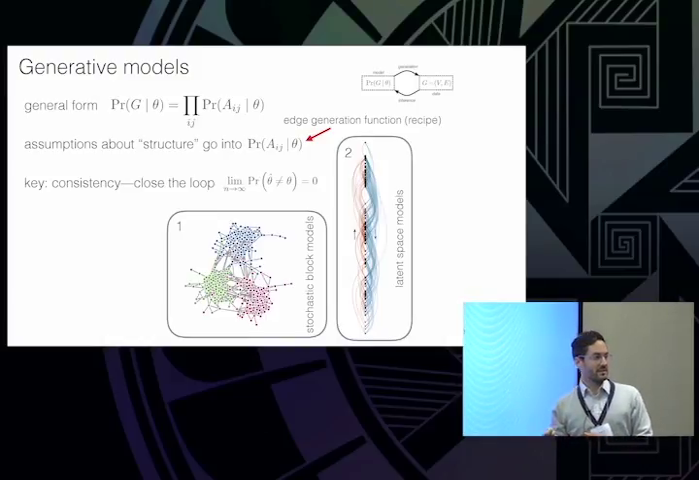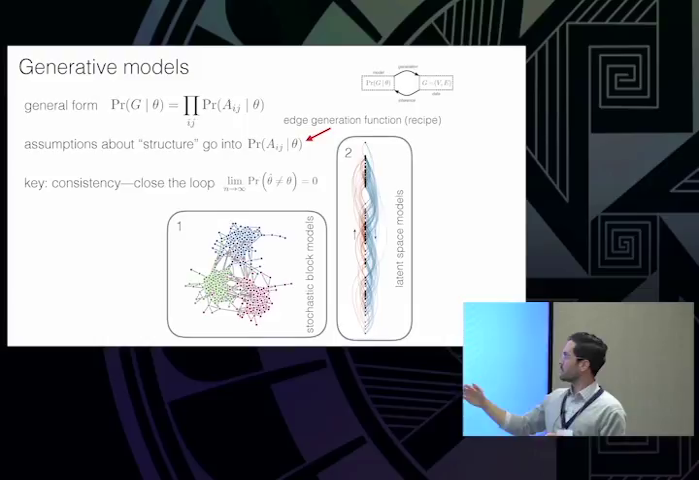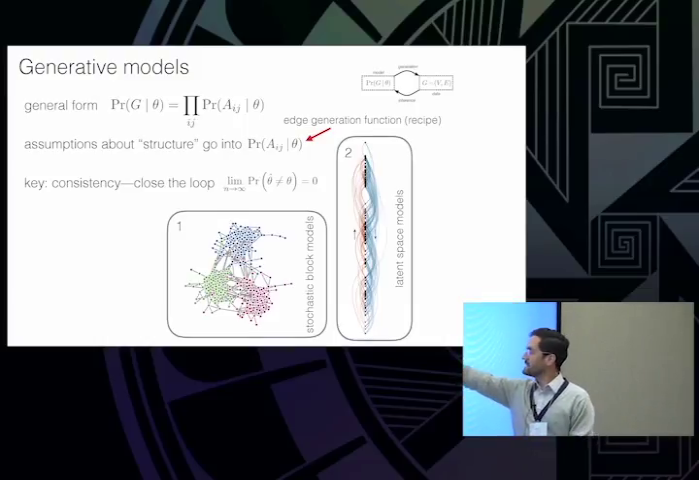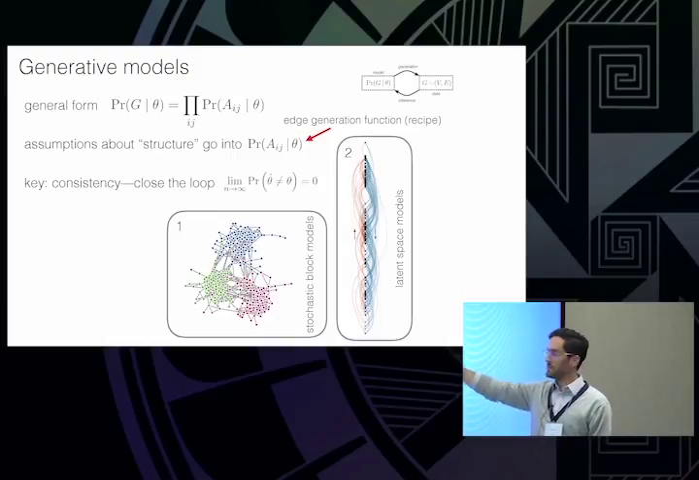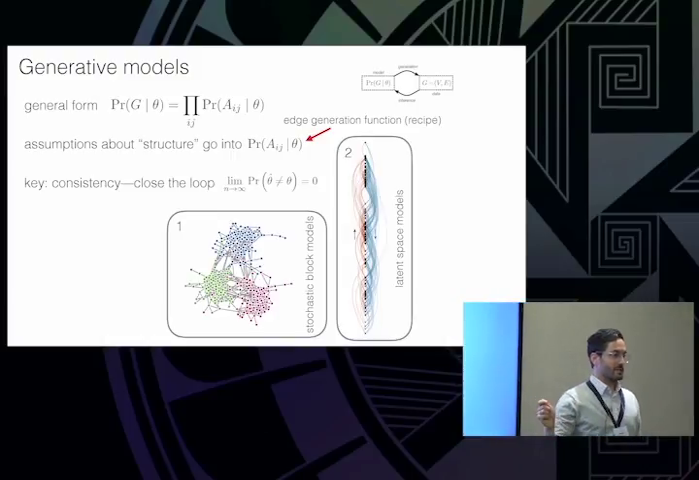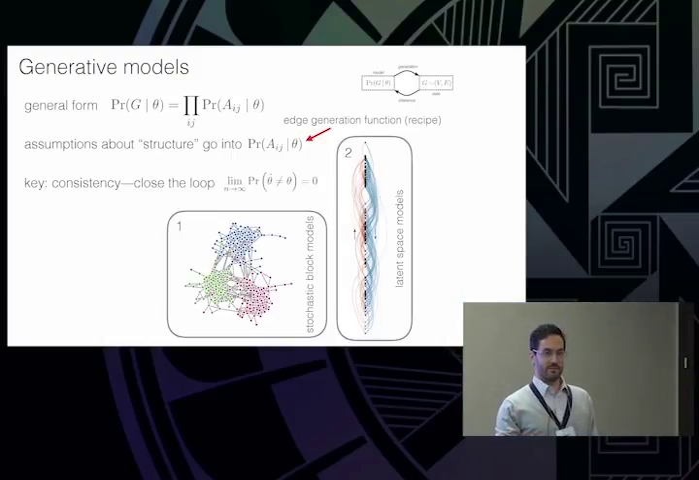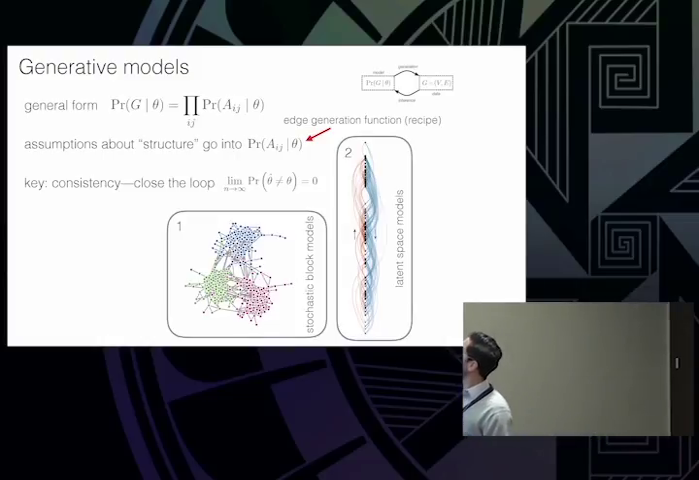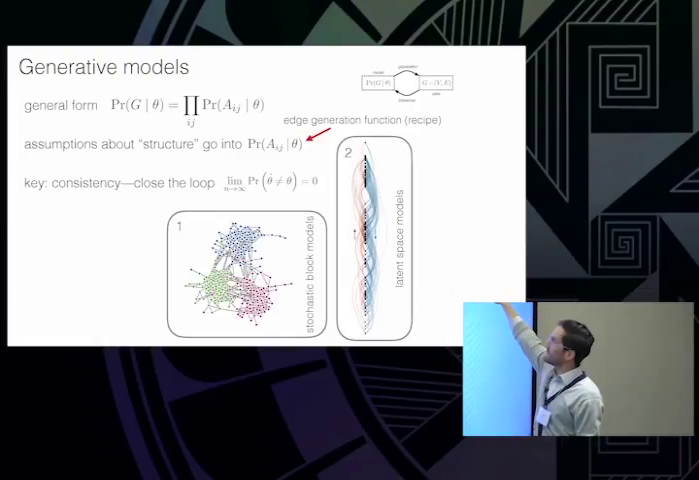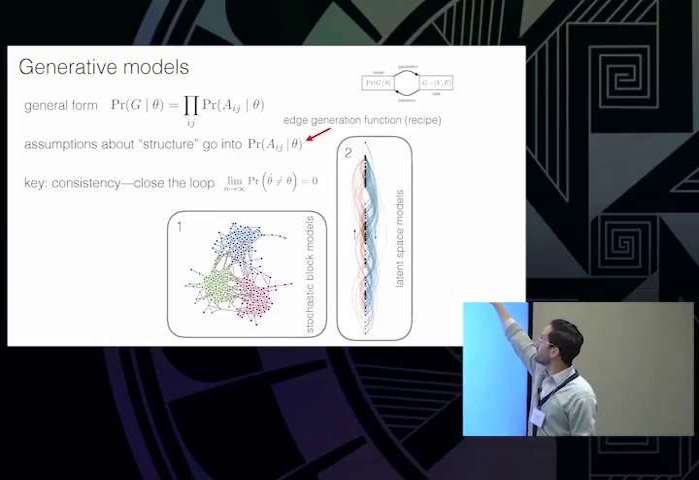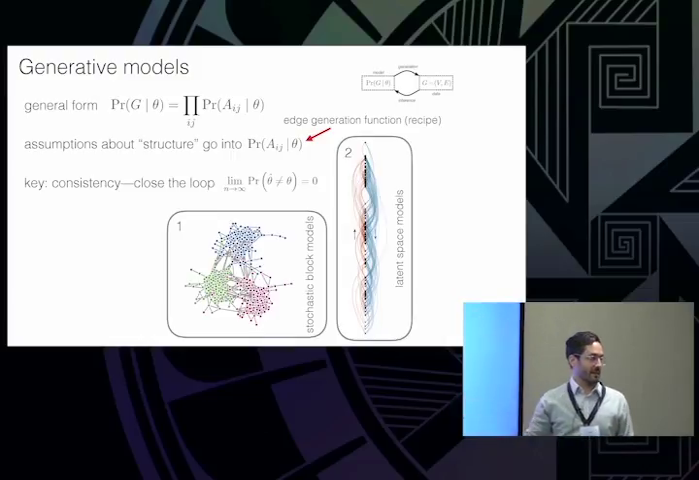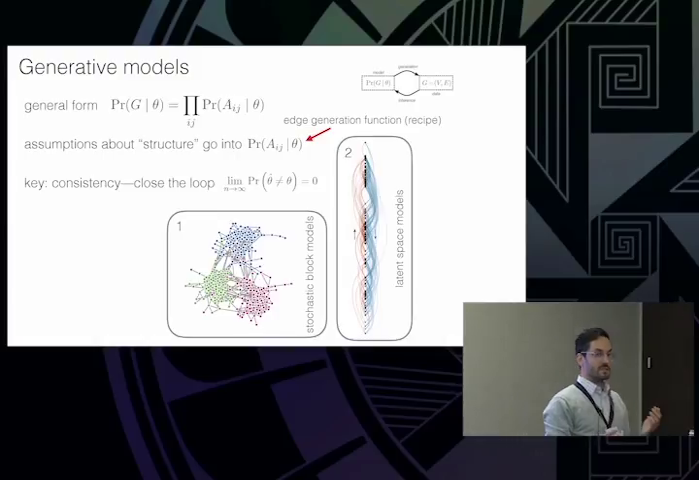One of the keys of this is consistency, meaning we want to close this loop between generation and inference. Namely, if I generate an infinite amount of data from the model, I'd better be able to exactly correctly recover the parameters, right? If I take an infinite number of samples from here and get lots of data, I'd better be able to always recover exactly the parameters that I planted. If I go from the left to the right and then right back to the left, and I don't end up where I started, then it's really not a good model.